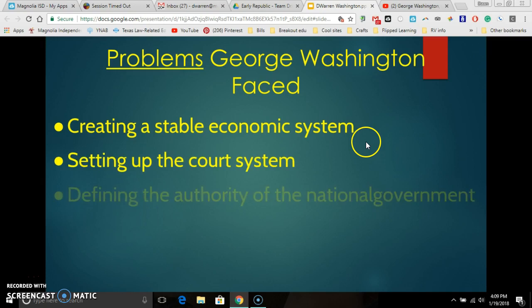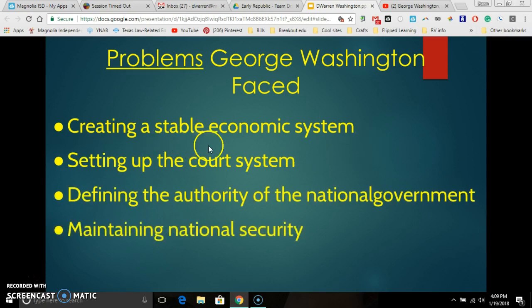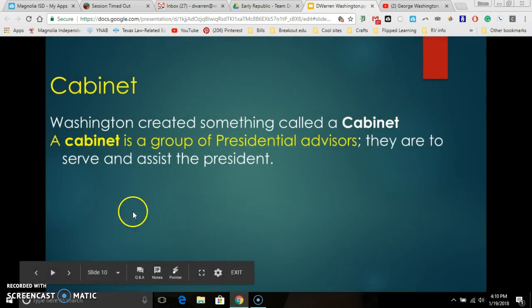George Washington faced 4 major problems. Economic system, we're broke. We need to fix that. Court system, we don't have one. Defining the authority, how strong is this new national government going to be? And last, national security. France and Britain and Spain are constantly at war across the waters, and they're not too cool with us trading with their enemies, so we're going to have some problem with them.